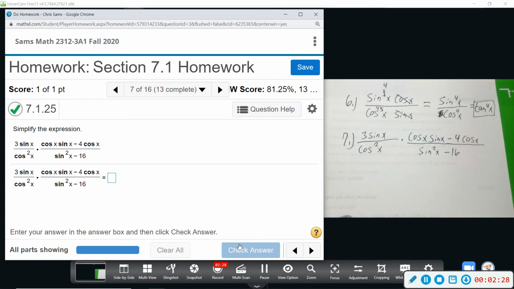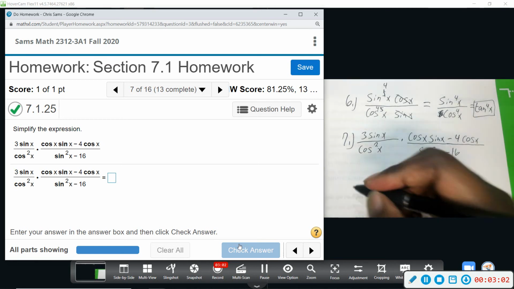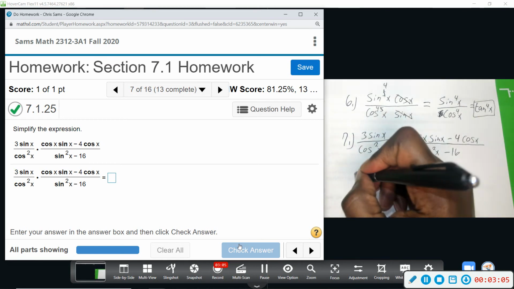Okay, so one of the things that we're going to do probably first is factor out. Over here we have cosine x here and here in both terms, so we can factor out a cosine x. And then looking forward, I know that when we factor out that cosine, we can divide out a cosine there. And then here, sine squared and 16, these are perfect squares. So we can do difference of squares formula, and then we might be able to simplify something else. So for right now, we're going to leave this part alone.